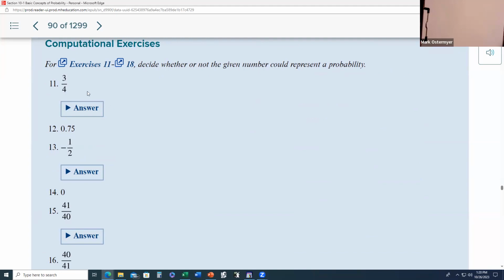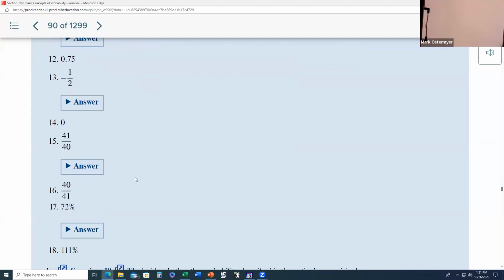Number 11 here, we'll just do this as a class. Is 3/4 a valid probability of some event? Yes, it is. It is a fraction whose decimal would be 0.75. If you were to divide 3 by 4, that is a valid probability. Number 13, is -1/2 a valid probability? No. Why not? Because it's negative. You can never have a negative probability. That's not a valid probability.